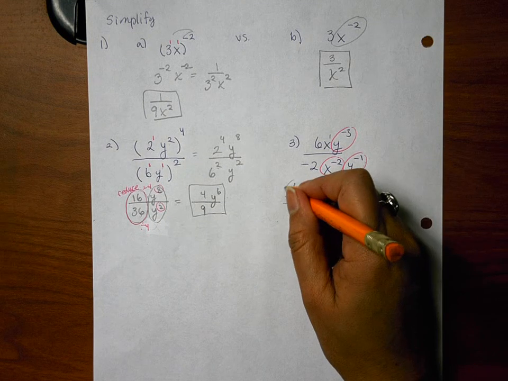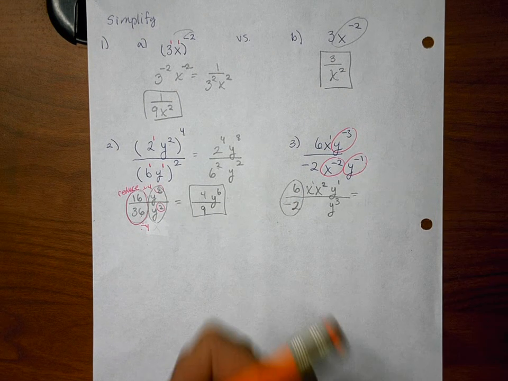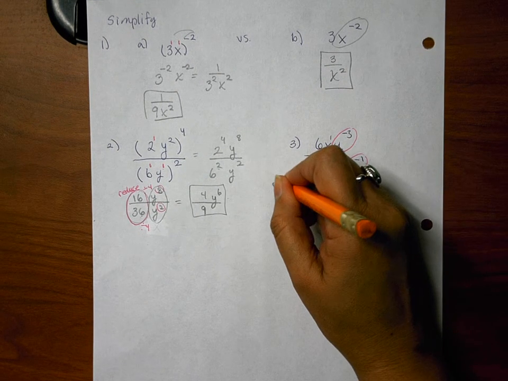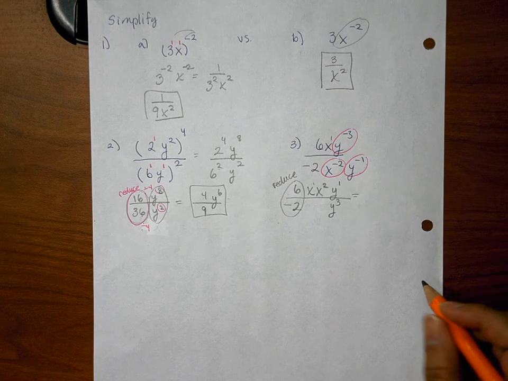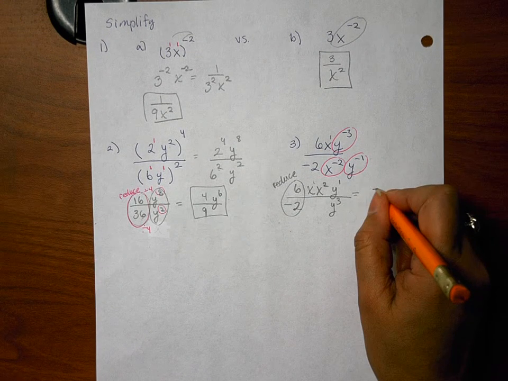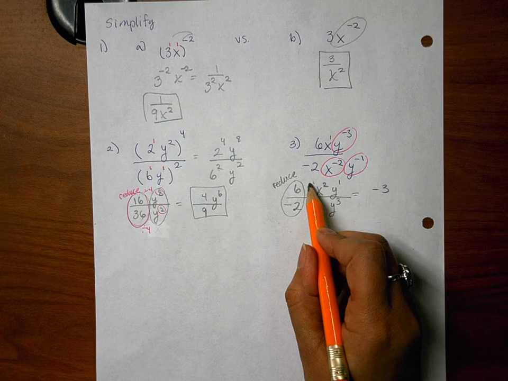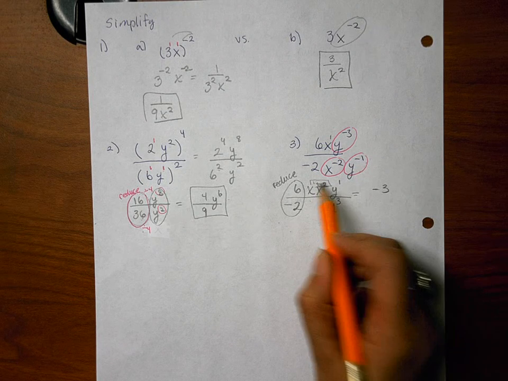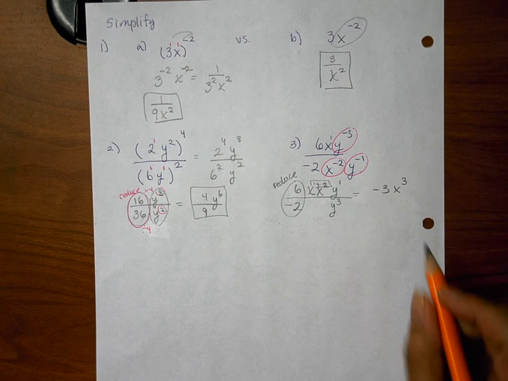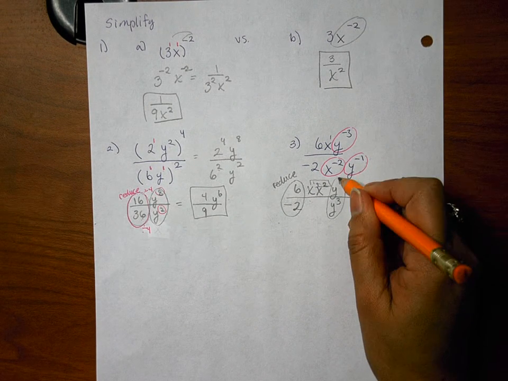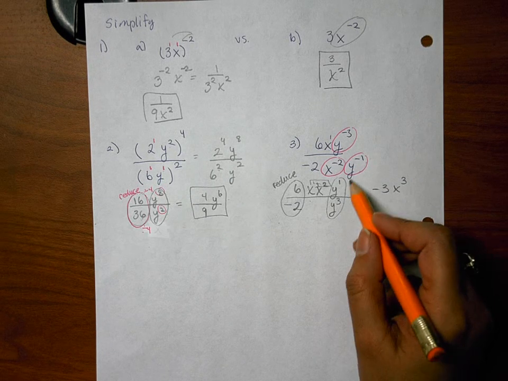Okay, so sometimes both variables move, sometimes none, sometimes only one. You just have to be careful. All right, this here, we do not subtract, we reduce. Reduce the big numbers in the front. 6 divided by -2 is -3. Here we add the exponents.